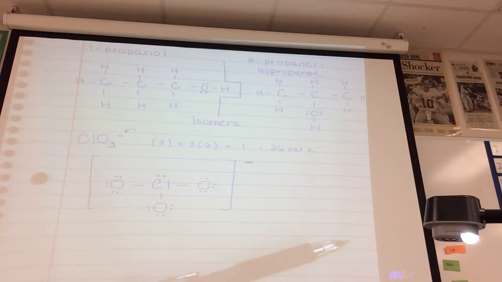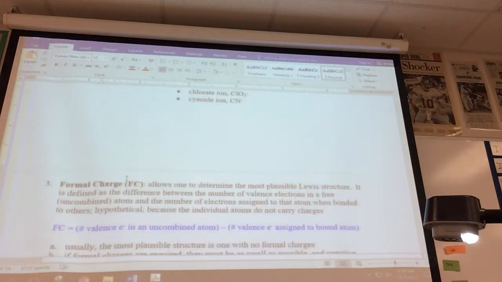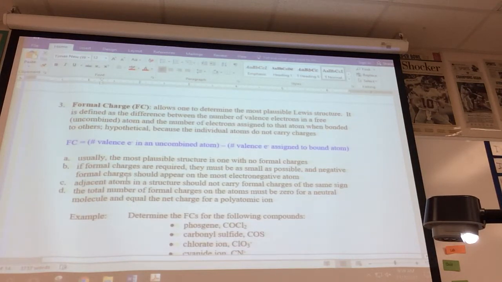The other ion there is cyanide ion. That's one we already did, so we won't redo it. What helps you determine which structure is the most plausible is formal charge. Formal charge is defined as the difference between the number of valence electrons in a free uncombined atom, that's right off the periodic table, so if it's oxygen in group 16, it'd have 6, versus the number of electrons assigned to that atom when it's bonded. Now this is a hypothetical charge because we know atoms don't carry charges.